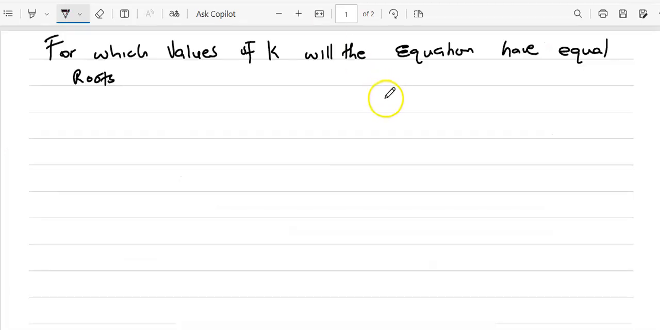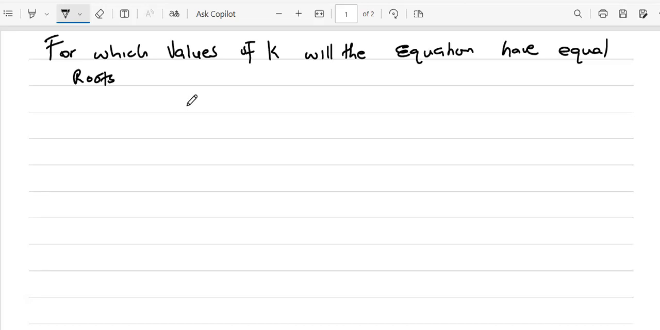Now let's try to work this one out. For which values of k will the equation have equal roots? So ask yourself, for which values of k will the discriminant be 0? There are steps that you need to take to determine the values of k using the discriminant. First things first, make sure that you put your equation in standard form. That's the first step, which is very, very important.